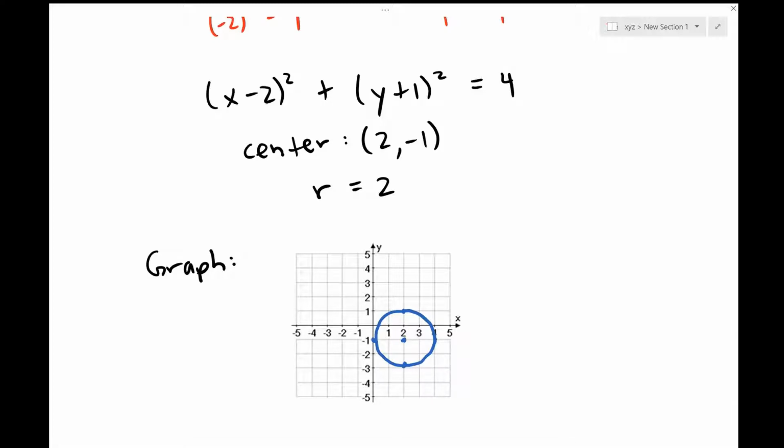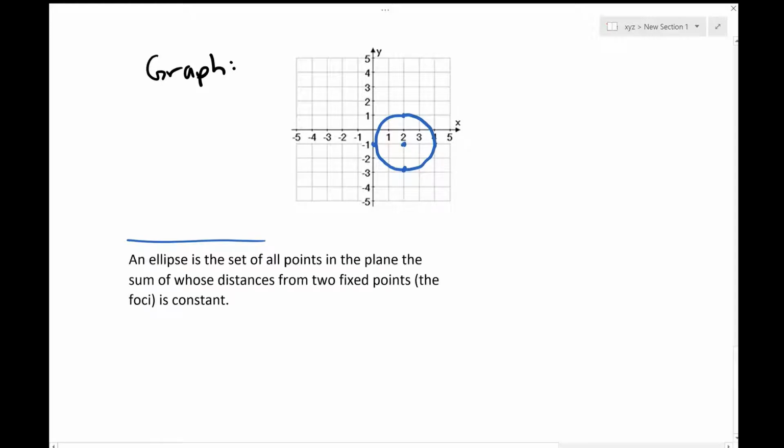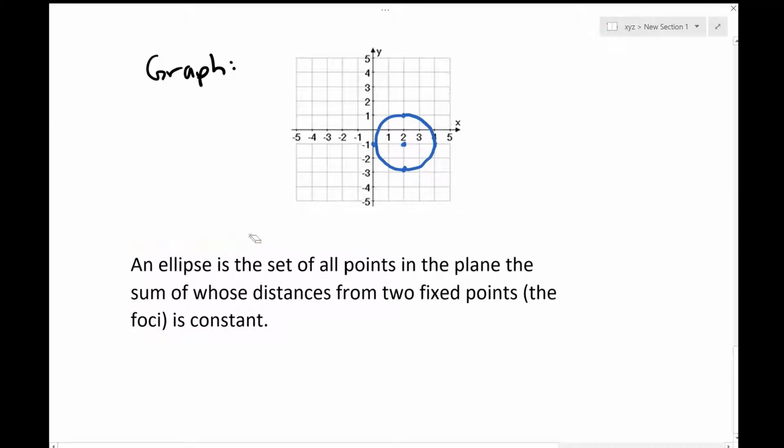Okay, well, circles are very closely related to ellipses. In fact, there are special types of ellipses, as we'll see. So let's go ahead and define ellipses next. So we say that an ellipse is just the set of all points in the plane, the sum of whose distances from 2 fixed points, which are called the foci, is constant.